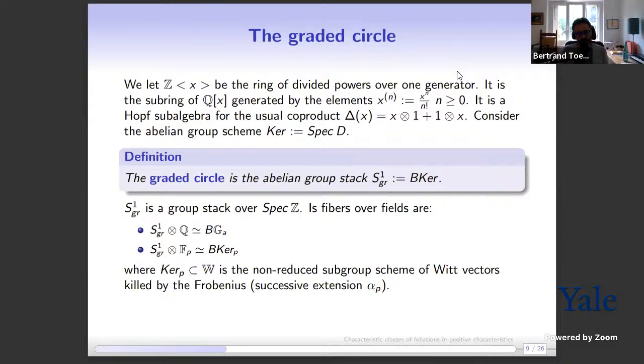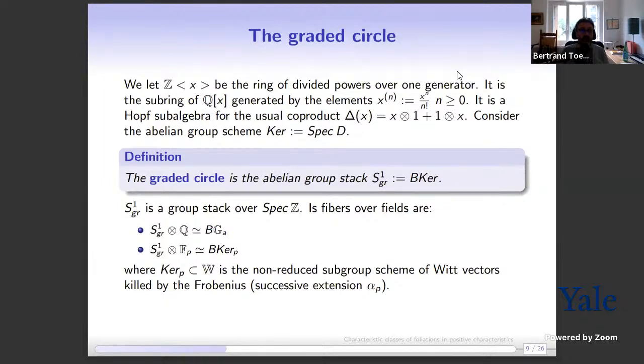Because this W is a successive extension of additive groups, this kernel is a successive extension of the kernel of the Frobenius on the additive group, which is this group alpha P I'm talking about. So KER-P is a pro-algebraic group, which is a successive extension of finite flat group schemes, which are kernels of Frobenius on G_a. So it's very non-reduced. It has actually a unique point. It looks like a formal group.